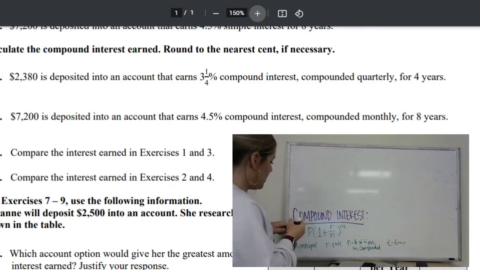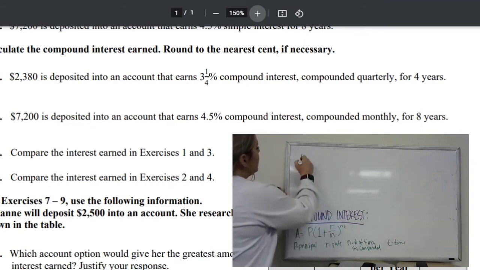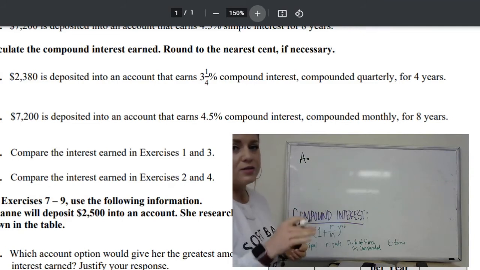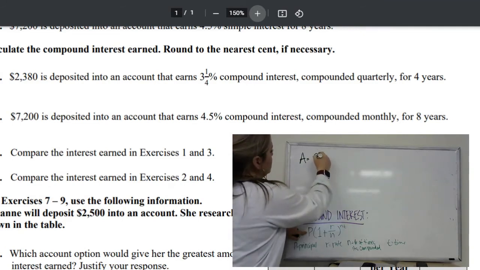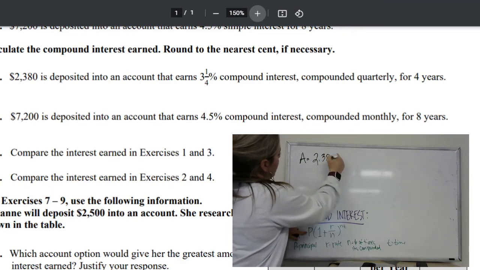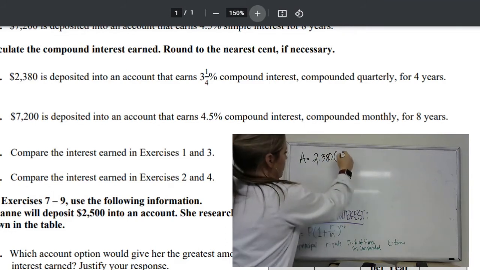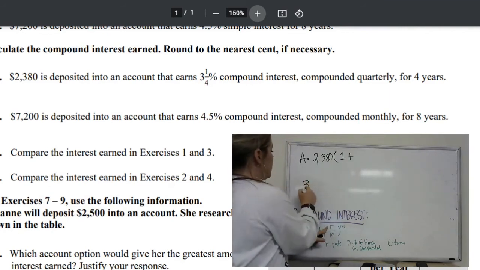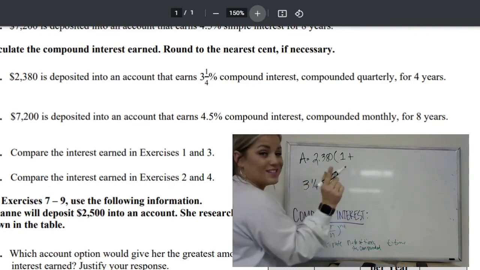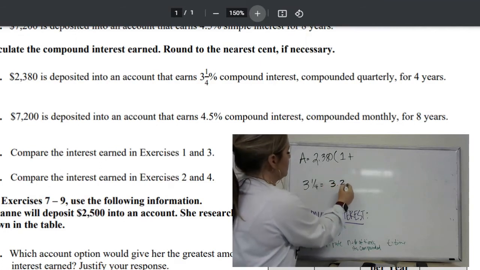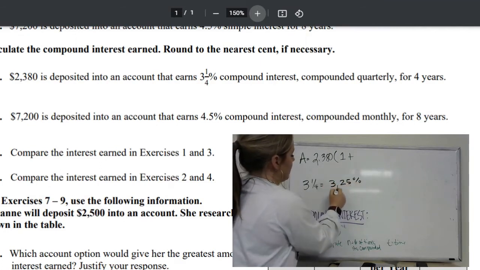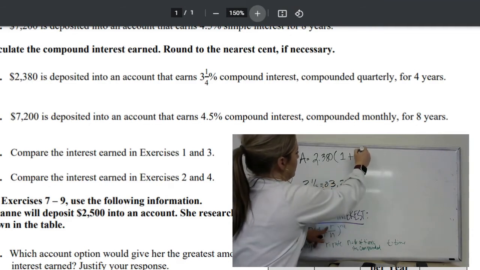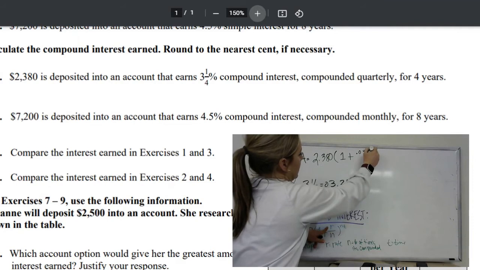All right, so we're solving for A, okay? The amount, the principal, the P, is $2,380. And number 1 plus the rate says 3 1/4, which we did a while ago. It's 3.25%, but we got to make it into a decimal. Okay, so then that's going to be 0.0325.